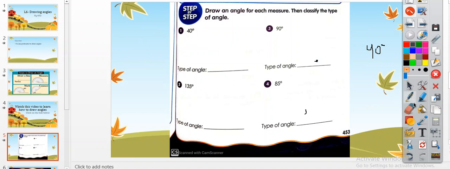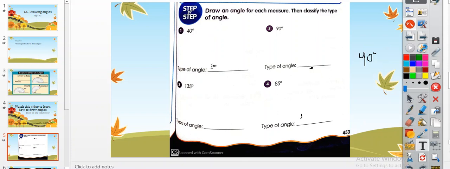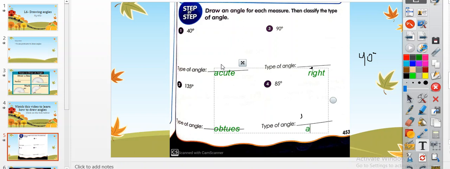This is an acute angle. This one here, of course, it's 90 degrees, so it's a right angle. Down here, this is more than 90. It is an obtuse angle. And this one is 85, less than 90. It is an acute angle.